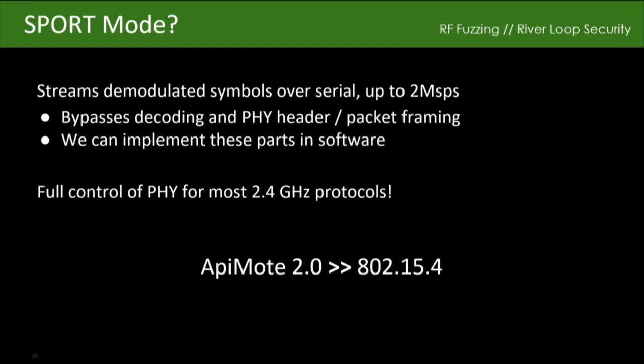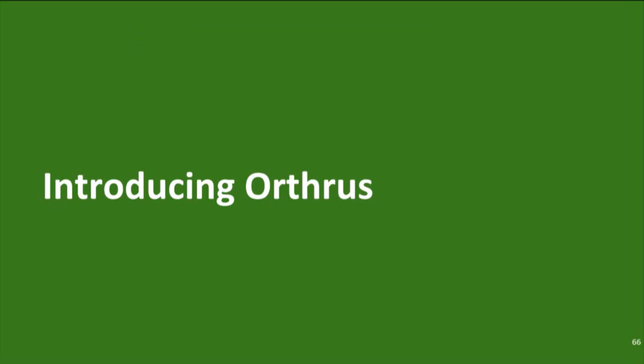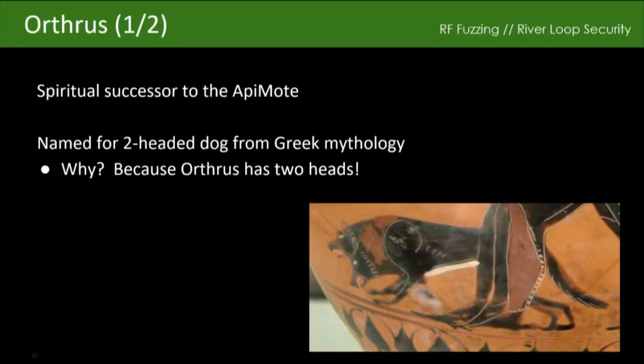API mode 2.0 is going to do a lot more than 802.15.4, hopefully without giving up any functionality. So with that, I'm going to briefly talk about this project I've been working on called Orthrus. It's a code name. The reason it's called that is because it's named after a two-headed dog from Greek mythology that Hercules or Odysseus killed or something like that. So it's the spiritual successor to the API mode. The reason it's named after a two-headed dog is because it has two heads.